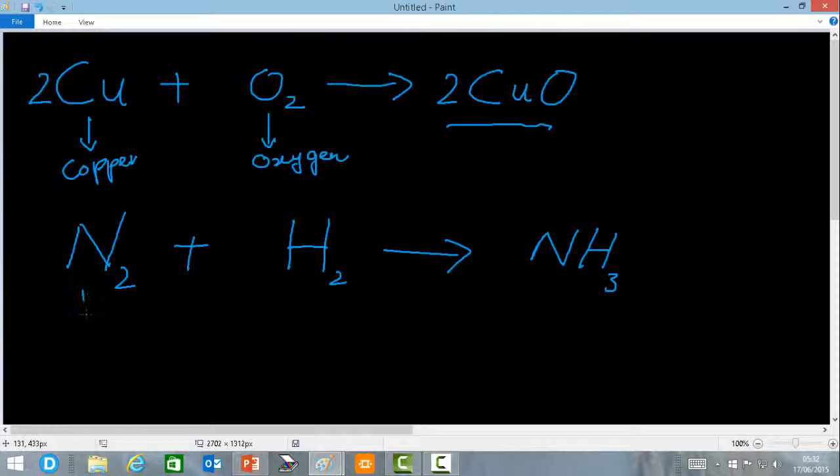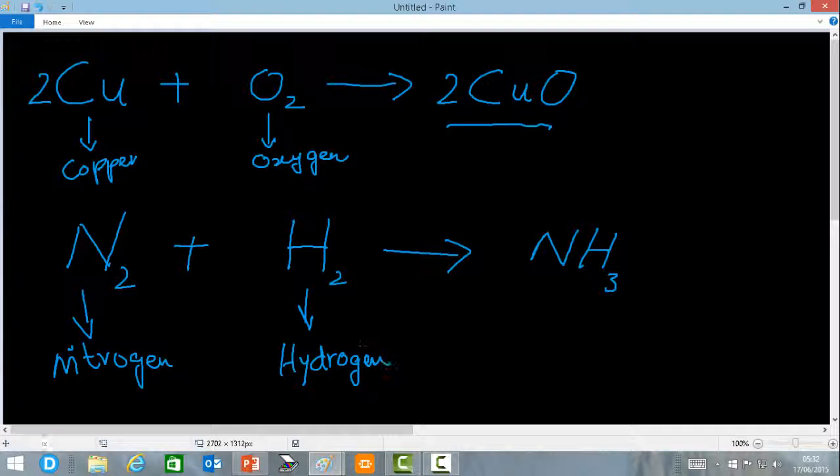This is N2, nitrogen, and this is hydrogen. They both react and form NH3. So but what happens over here? Over here H is 3 and over here H is 2, means hydrogen has 2 molecules on the reactant side, and on the product side hydrogen has 3 molecules.